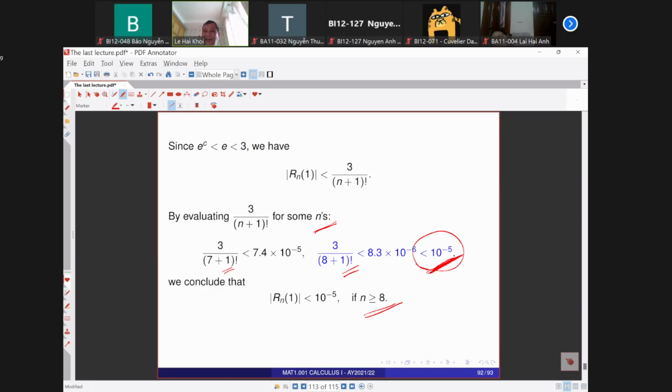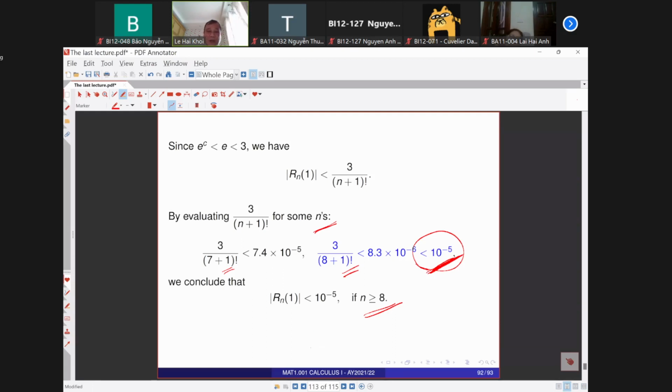Understand? Đấy, không dễ đâu nhá. Cho nên là các em phải revise cái three applications of Taylor series and Taylor polynomial carefully. Revise this carefully. Okay? So the answer is n at least 8.